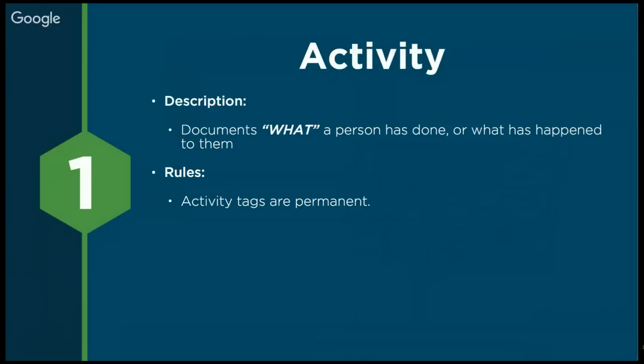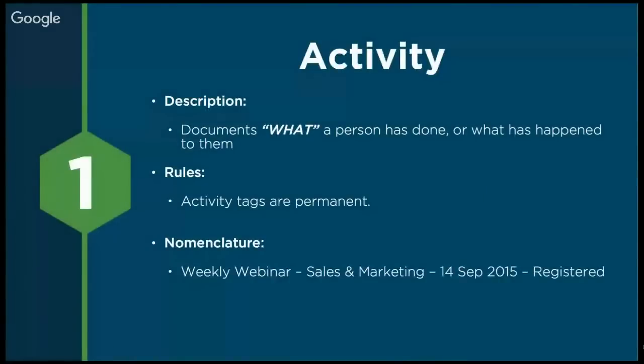Why? Because you might say in the future, well, hey, let's pull up anybody who's ever downloaded our free report. Or let's pull up anybody who's ever been a hot lead that we've talked to on the phone but never purchased. That's all related to their activity, what has happened with them in the past. So the nomenclature for activity tags is very simple. It's always broad to more specific.